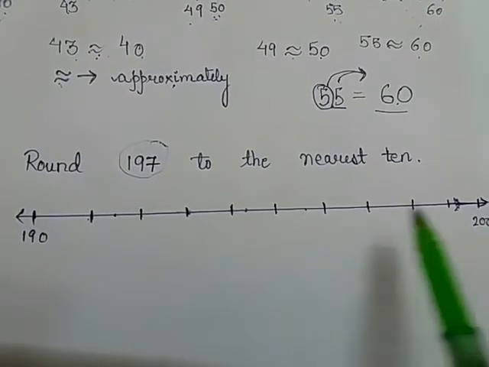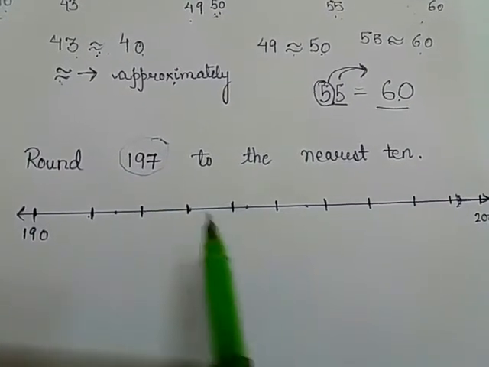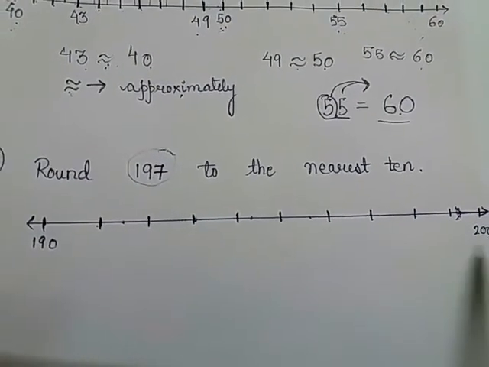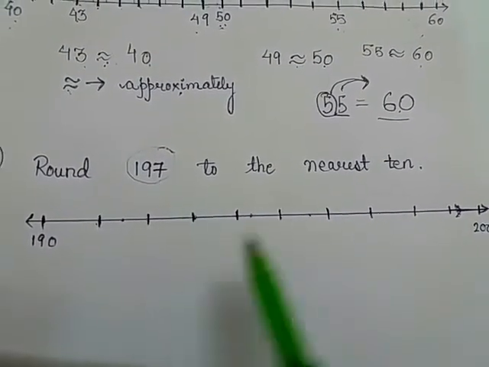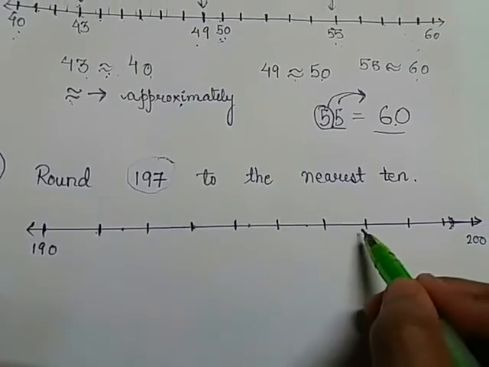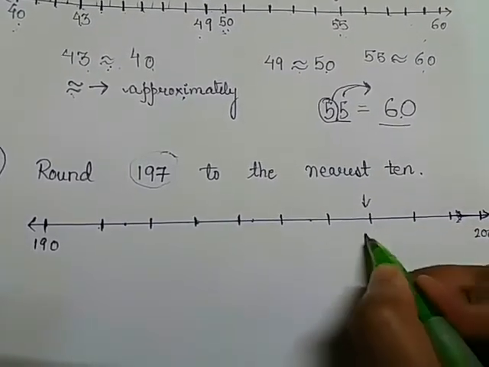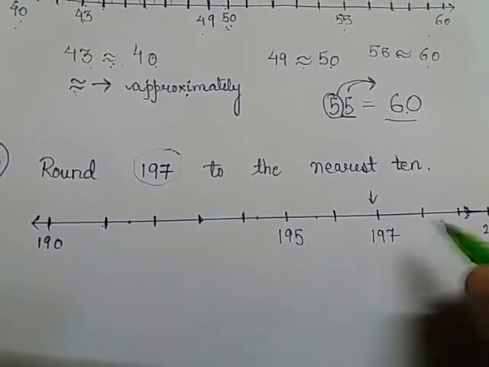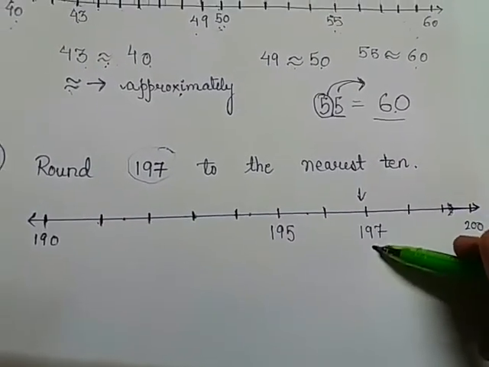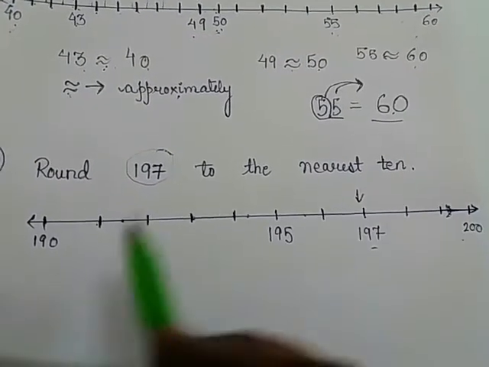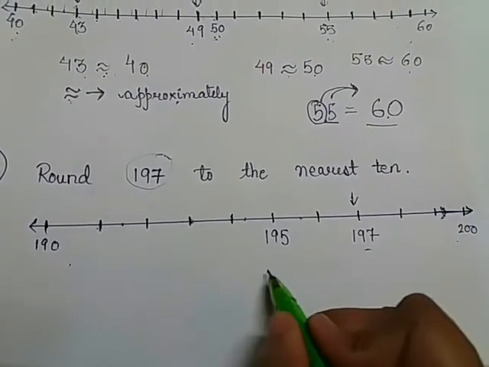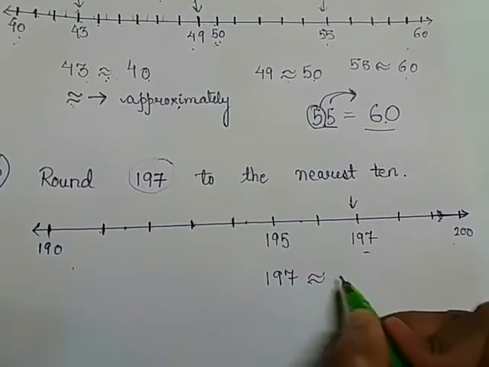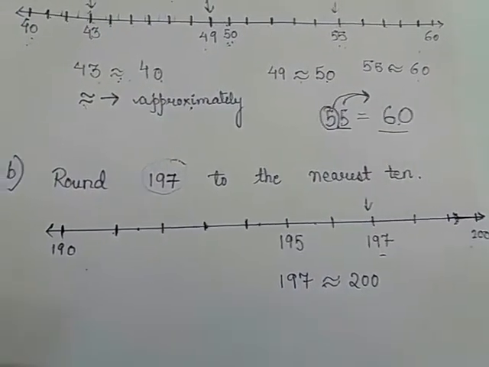So we have drawn this line and divided it into equal divisions. So this is 190 to 200. Now 197 will be here. Now 197 is closer to 200 than 190. So we can say that the round off of 197 is 200.